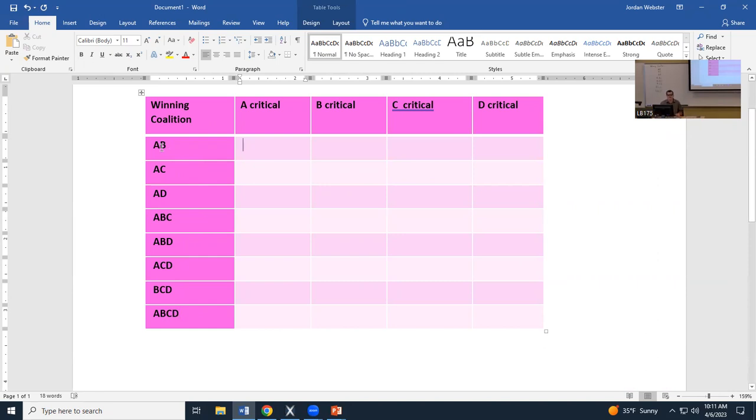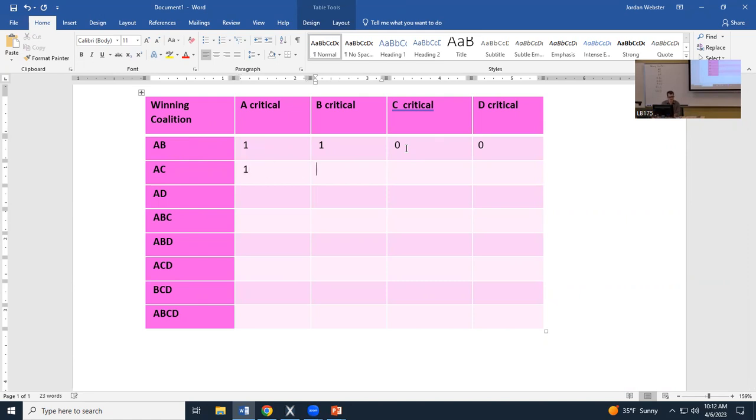So let's look at our first winning coalition and decide which are critical. A and B, in this case, are both critical. Because if you drop A out, B by itself does not win. If I drop B out, A by itself does not win. Obviously, C and D aren't in that, so they're not critical to that winning coalition.